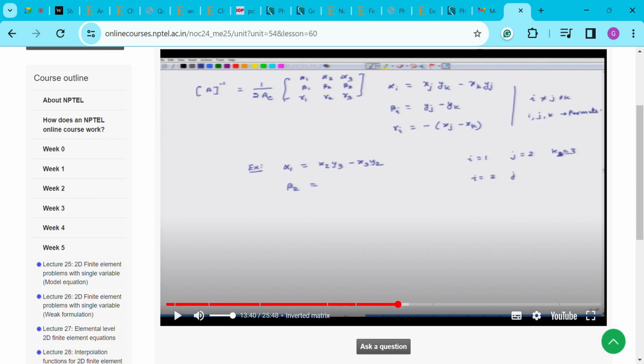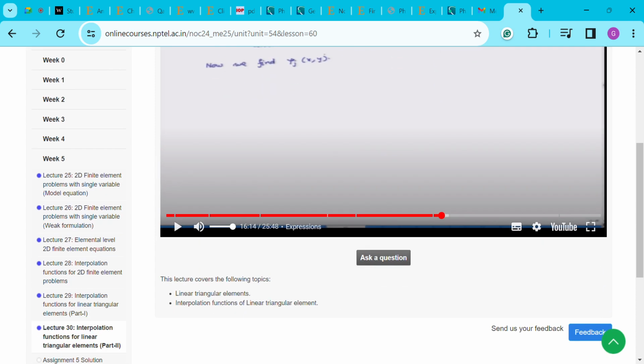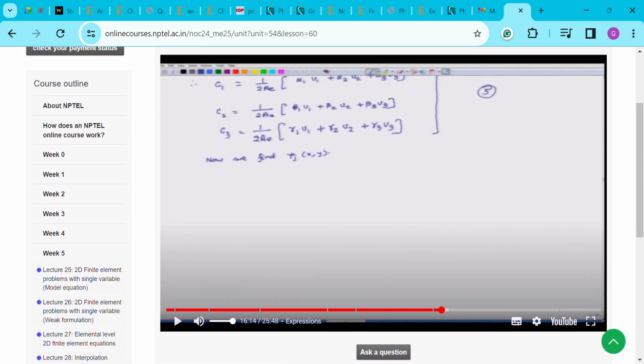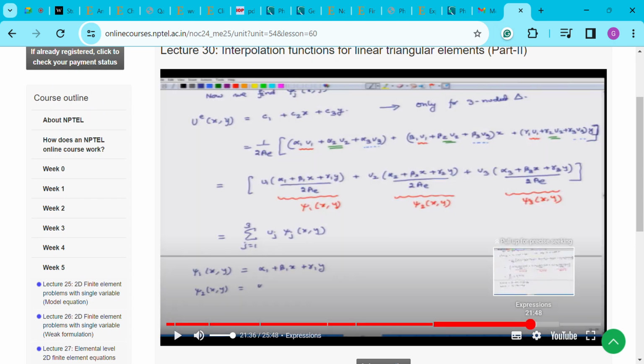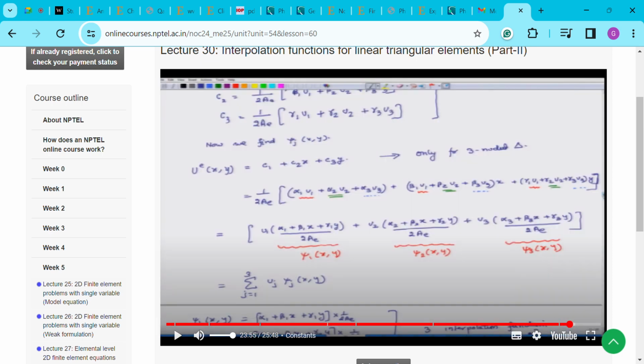Alpha 1, alpha 2, alpha 3. And maybe if you do the inverse, you will end up with these expressions. And just after that he takes an example also. I guess it is in the last part of the same lecture. No, not in the next lecture, here.